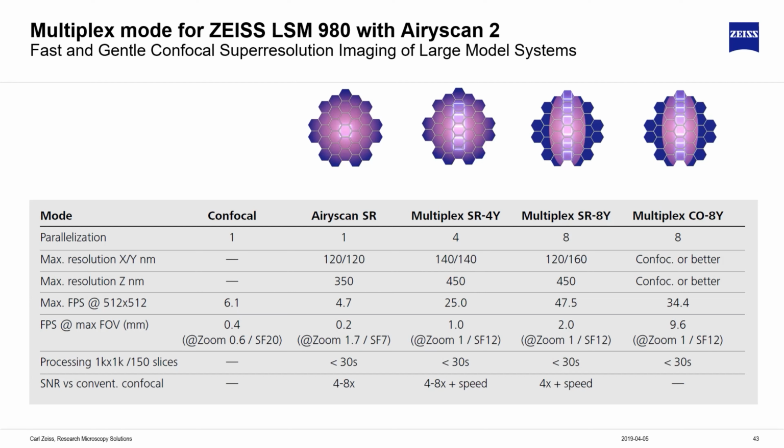And it speeds you up quite a bit as well. The other thing to take a look at here is the frames per second. If you were imaging 512 by 512, let's say, confocal might be 6 frames a second. Airyscan is generally a little bit slower, and then when we get into the multiplex modes, you can see how much it can really speed things up. Even this 8Y mode, we're still getting decent resolution, but we're really speeding up at that point. And that's kind of the point.